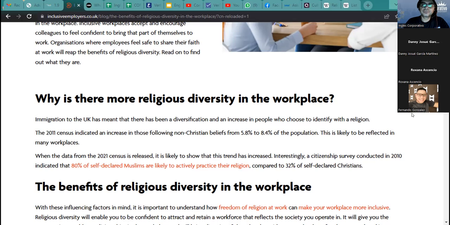Well, it's about a survey about the UK, about religion. For 2021, they will present that Muslims are the most who are practicing their religion compared to Christians.